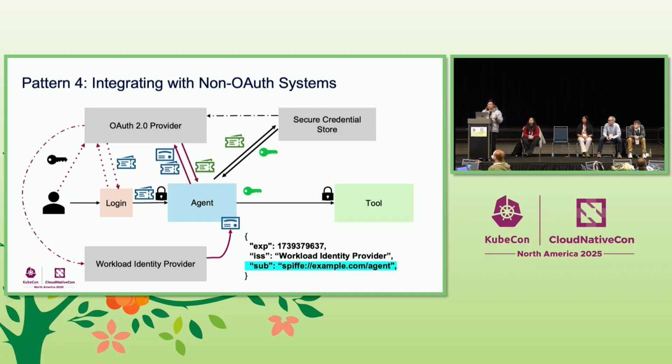Lastly, if you're using an external tool, the tool might not be able to consume the access token that we produce. Many legacy systems are built on the older method of API keys instead of OAuth. So therefore, we propose using a secure credential store for these cases, like Vault. The credential store returns an API key when needed, enabling the agent to talk to the legacy tool.